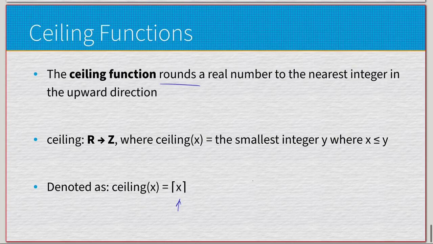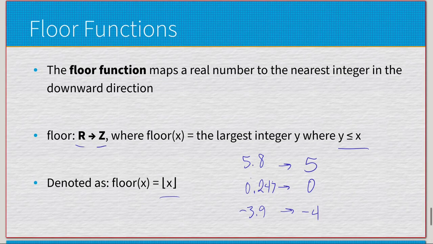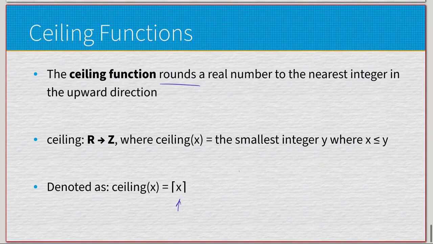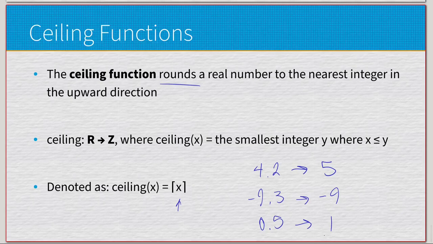Two examples. It's going to be 4.2, negative 9.3, and 0.5. So 4.2 is going to map to 5. Negative 9.3 is going to map to negative 9. 0.5 will map to 1. So again, going to the nearest integer in the upward direction.